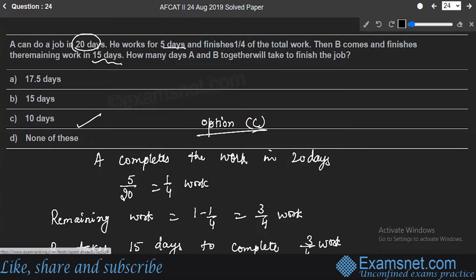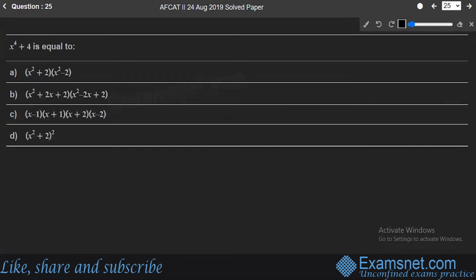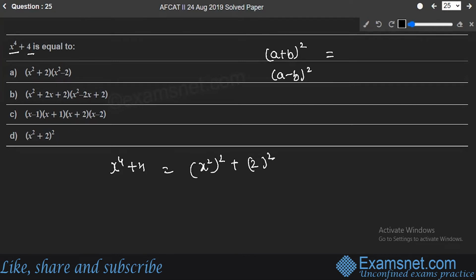So let's move to the last mathematics question for this paper. X raised to power 4 plus 4 is equal to. So first of all, you are having x raised to power 4 plus 4. This can be written as x square plus 2 square. So I'll be using some of the identities. I hope you know this is a plus b whole square, a minus b whole square. I'll be using these two identities over here. Also this one.